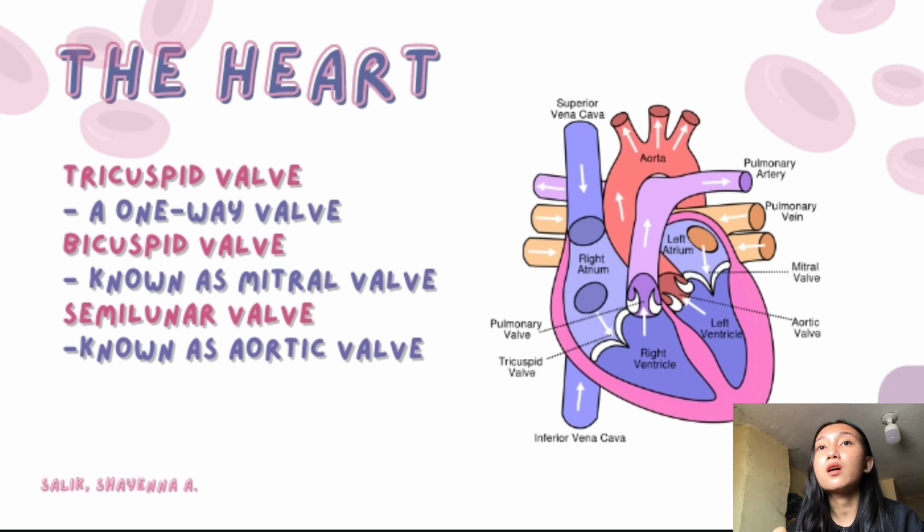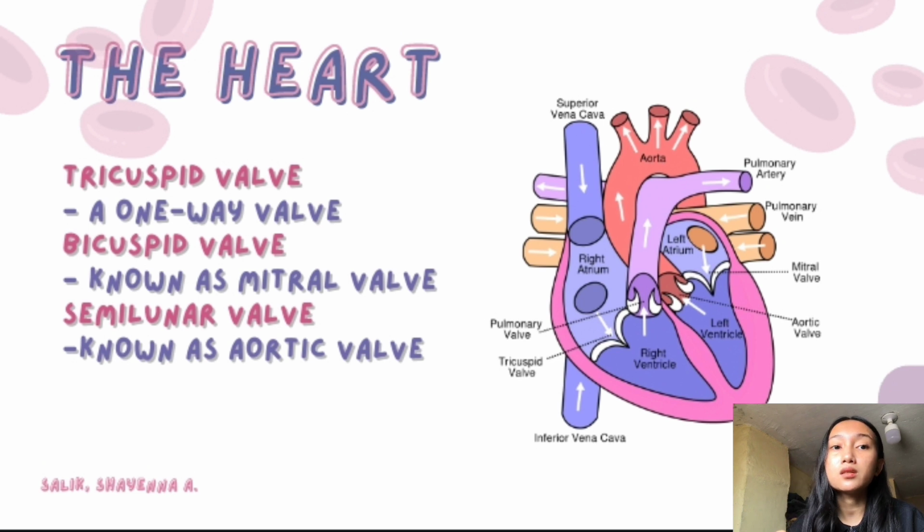The first chamber of the heart where the deoxygenated blood will enter is the right atrium. The blood then passes through the tricuspid valve and enters the right ventricle. Since the tricuspid valve is a one-way valve, it keeps the blood from flowing back into the right atrium.